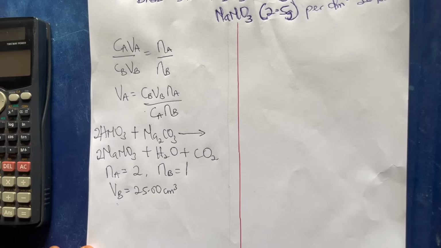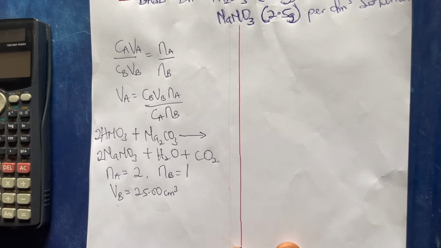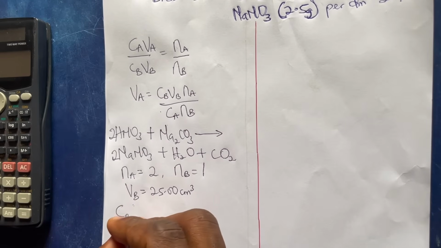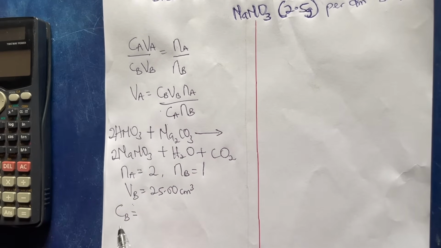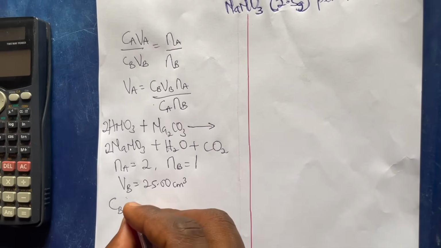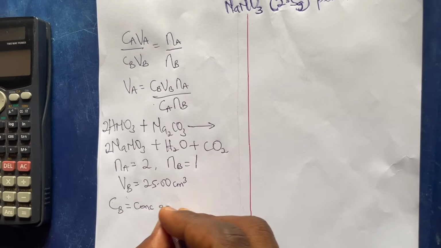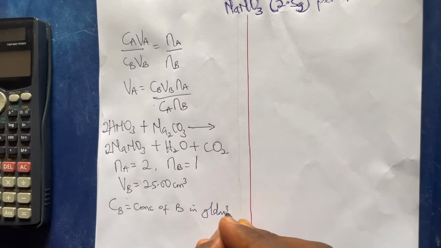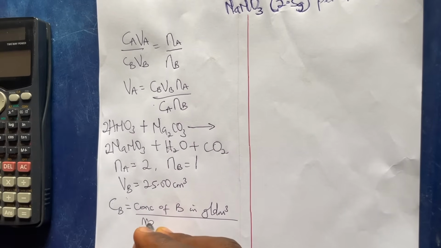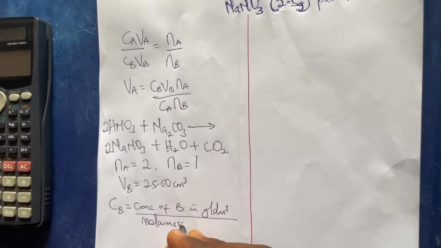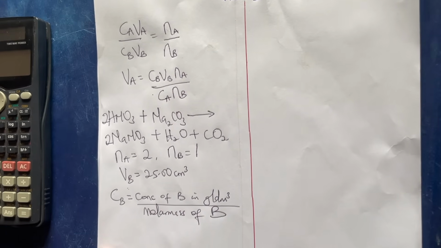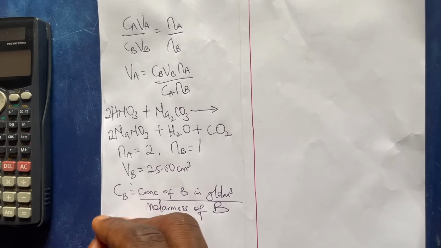And my CA. That's the next thing for me to use. Now for my CB, let me get my CB first. For my CB, that means concentration of B in mole per dm cube, and that will be equal to concentration of B in gram per dm cube all over what? The molar mass of B.